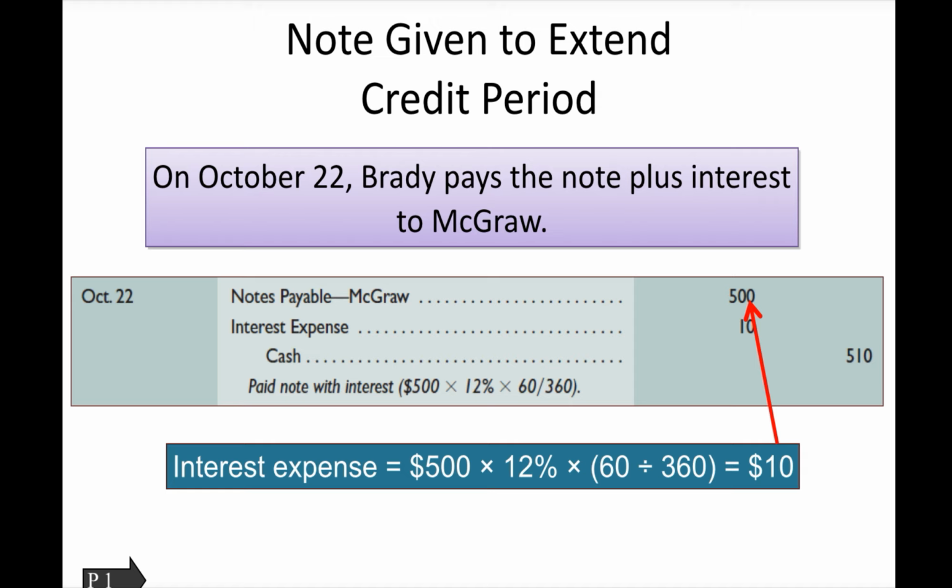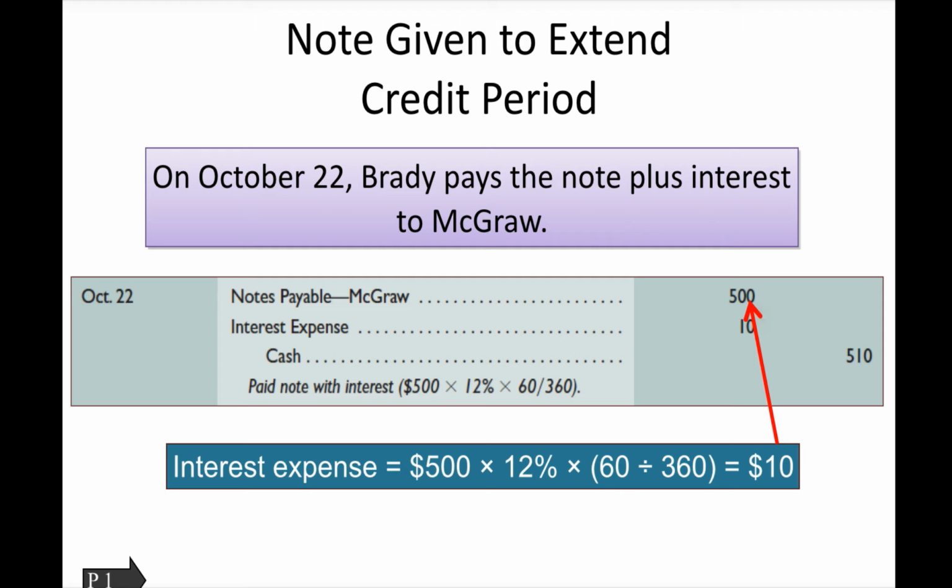So we're basically saying 1/6 of the year has passed here. 60 out of 360 is 1/6. So we take the $500 that we borrowed as a note payable, multiply that times the yearly rate, and then multiply whatever answer we got by 1/6, or 60 divided by 360. That tells us what amount of interest we incurred during those 60 days at a 12% annual interest rate.